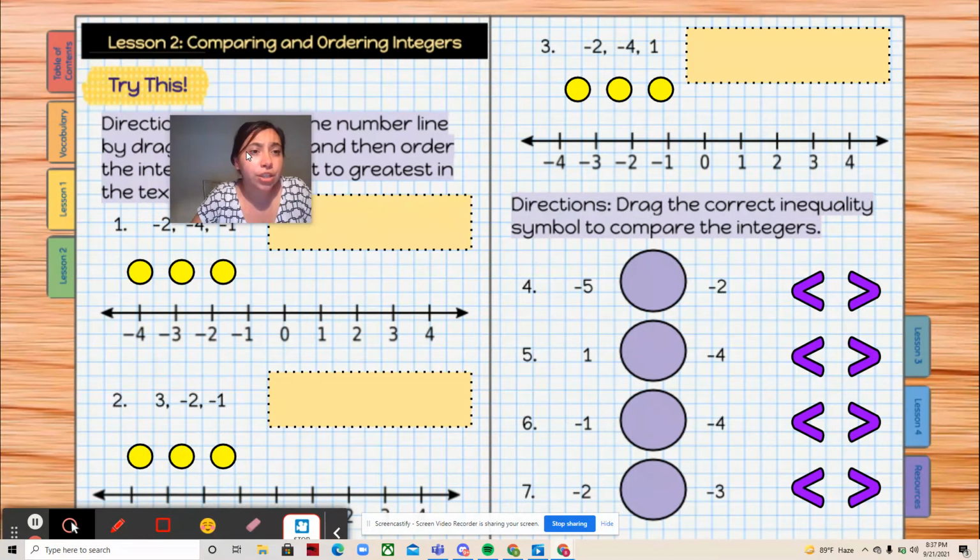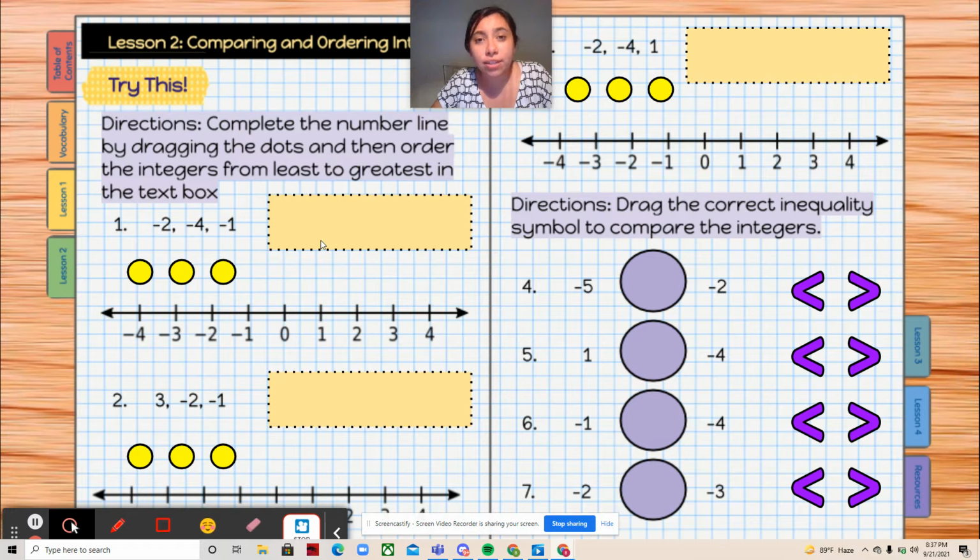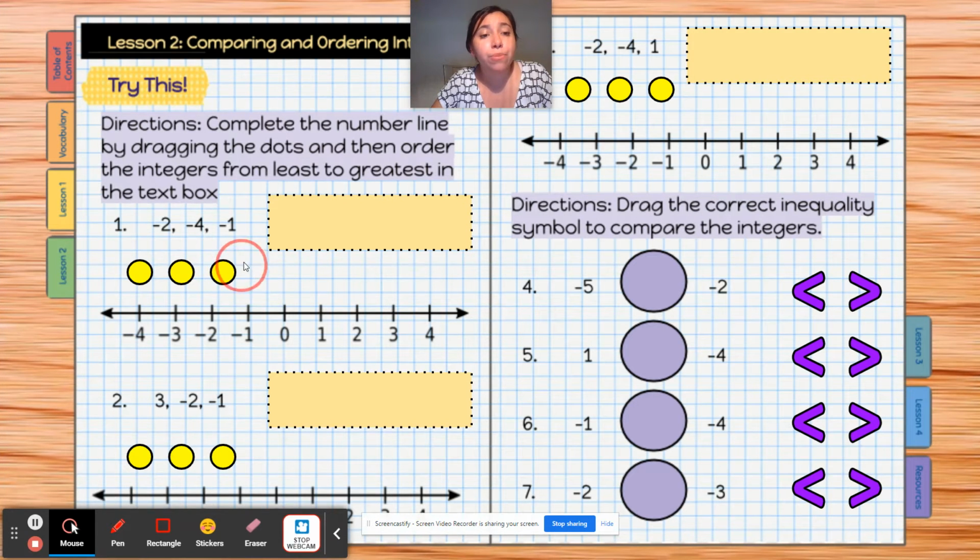So for your Unit 2, Lesson 2, this is what I would like for you to do. I want you to practice your skill with completing the number line and dragging these yellow dots in order from least to greatest, okay? So that means you can move these yellow squares onto the right section. So -2 would go to -2, -4 would go to -4, and -1 would go to -1. Then after, you're listing from least to greatest what they are, okay?